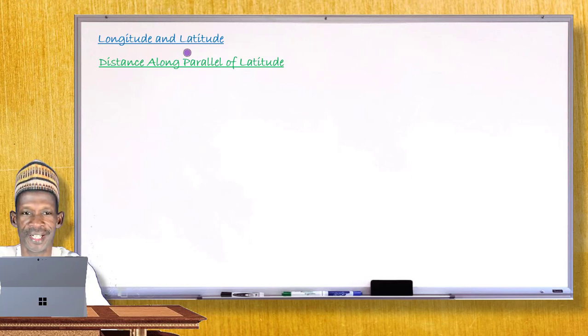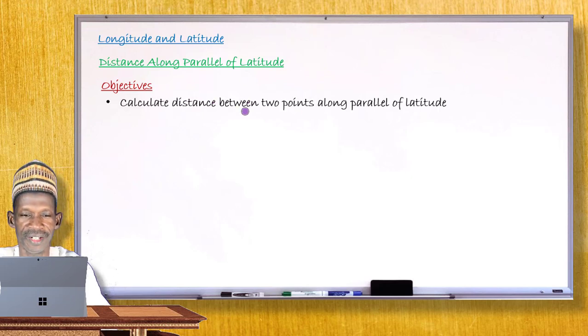That is longitude and latitude. What we are going to learn today is how to find the distance between the 2 points that happen to be on a parallel of latitude. So let's begin. After completing this lesson today, my dear student, you will be able to calculate the distance between the 2 points that happen to be on a parallel of latitude. This is what I hope you'll be able to do after completing the lesson today.